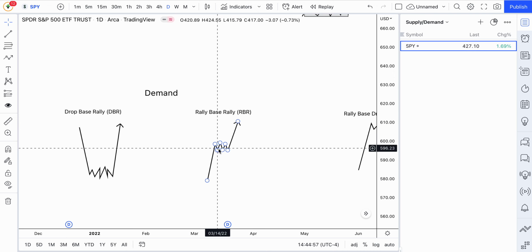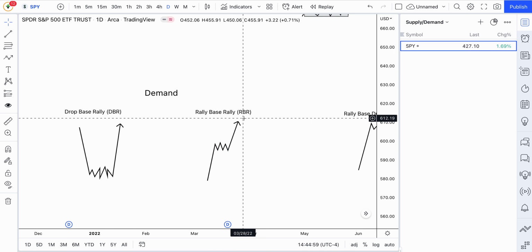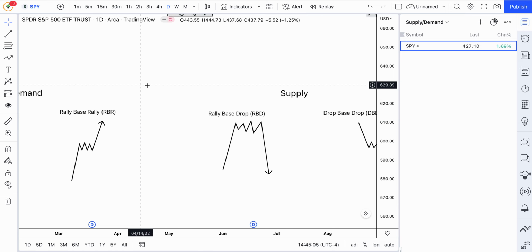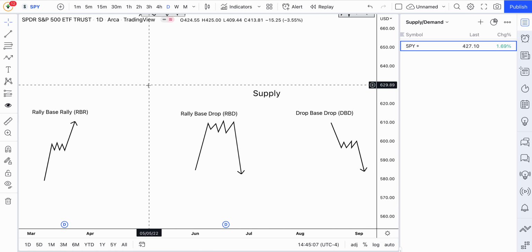So it's called a rally, base, rally. Very, very simple stuff, right? There's only 2 types of demand zones, and those are it. Supply zones are basically the same exact thing, except the opposite, right?